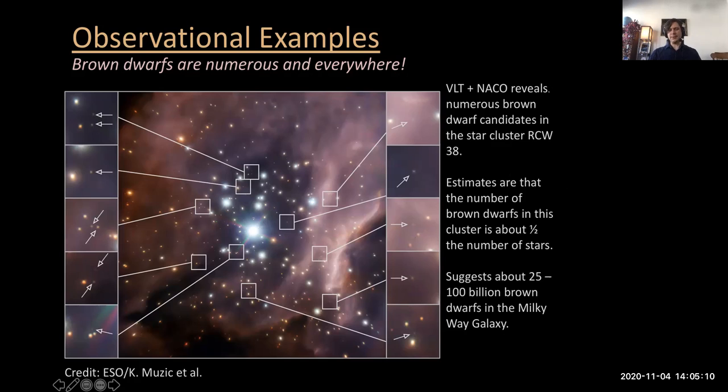So based on these images and counting and knowing statistics, it's estimated that there are about half as many brown dwarfs as there are stars in this cluster. That gives us a data point on the IMF. And then we can extrapolate that, since now we have a new data point on the IMF. And that suggests there are about 25 to 100 billion brown dwarfs in the Milky Way galaxy alone. So these brown dwarfs, sure, they're hard to see, but they are numerous and they are everywhere.